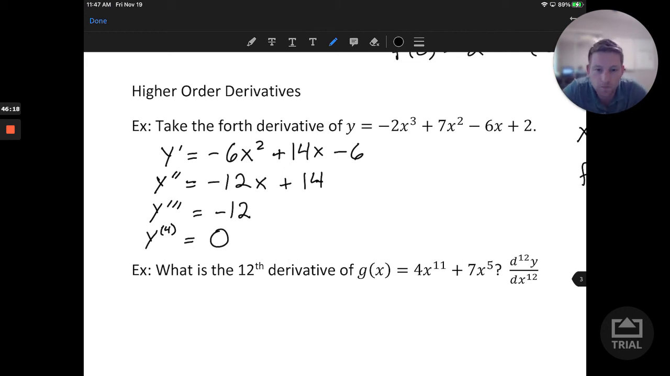So a fourth derivative of a third degree polynomial goes down to 0. So one conclusion that we could make, maybe with this next question, is what could we say about the 12th derivative of an 11th degree polynomial?